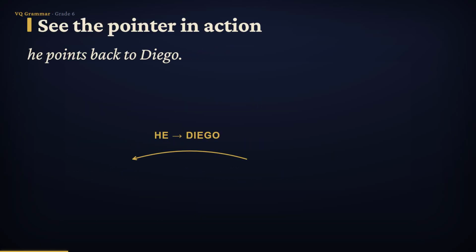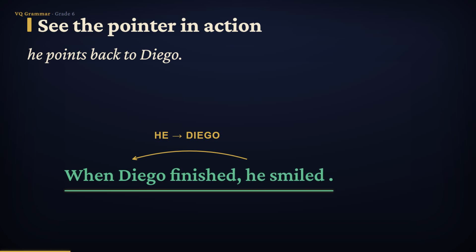Read this. When Diego finished, he smiled. Who smiled? He did, of course, and your brain instantly knows that he means Diego. So he is the pronoun, and Diego is its antecedent. See the arrow? The pronoun he points right back to Diego. That link from pronoun back to the noun it names is the whole idea of this lesson.